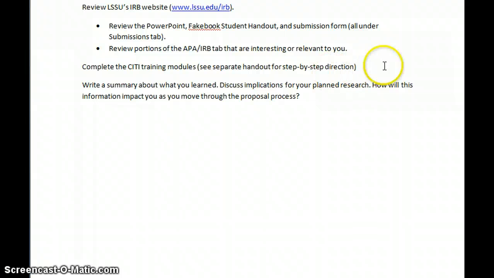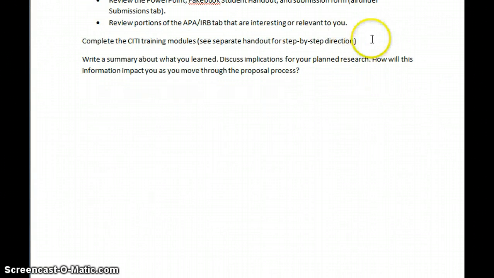Just follow the step-by-step directions on the handout, and that should walk you through, and you'll be able to complete that pretty easily. When you're done with that, you're going to write a summary about what you've learned. So think about the main points and think about how this is going to impact you when you do get ready to start planning your research.